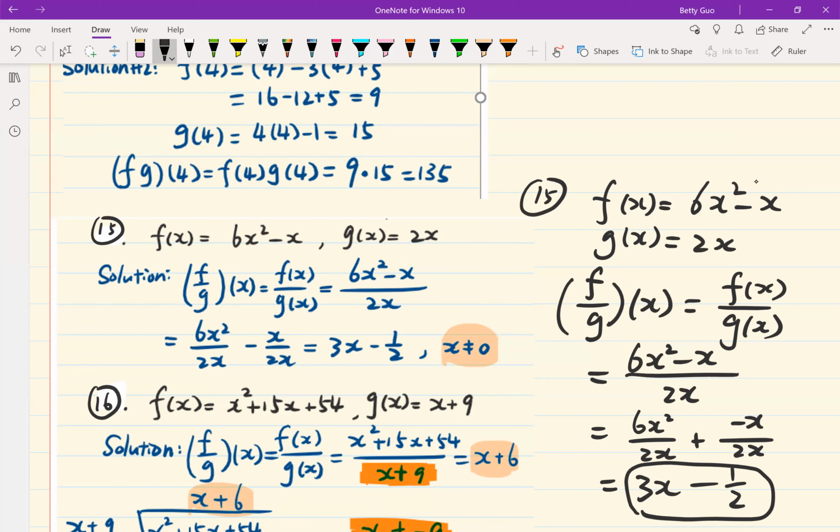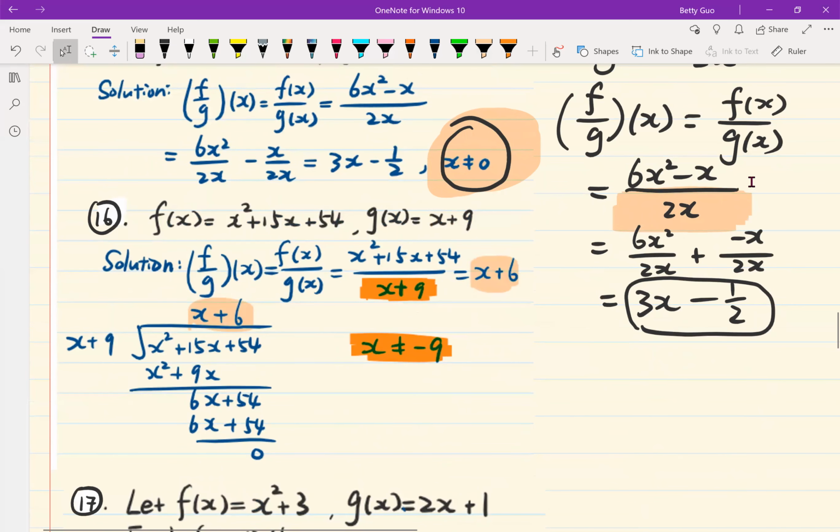What we need to know about the domain of x is, since this is the denominator, right? Since the denominator is 2x, x has to be non-zero. So x has to be not equal to 0. Otherwise, the denominator equals 0, the expression is undefined.